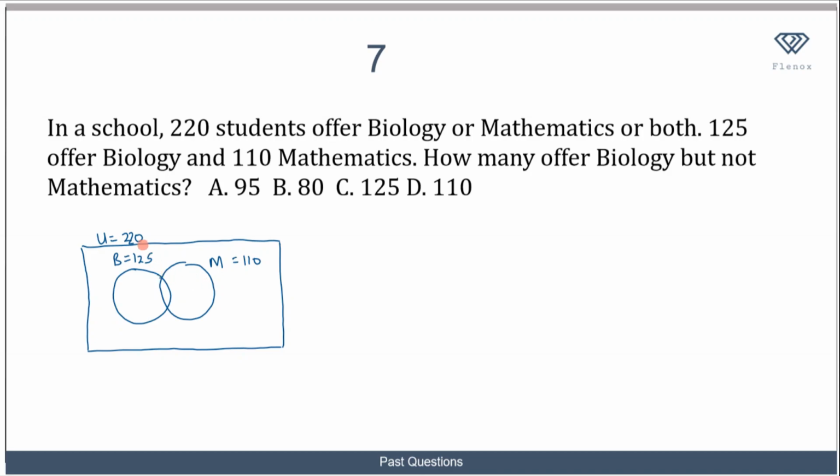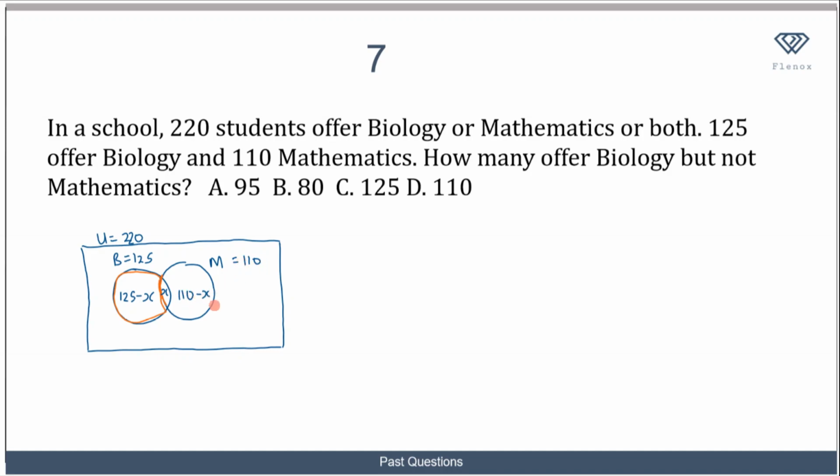But we have to find only this region, the region in which people are offering only biology but not mathematics. So this region here without the intersect. So we need to find out what this region is. Now let's assume that the number of students that offer both subjects is X. As we have reasoned before, the number of people that offer only biology will be the total number offering biology minus those offering both subjects. So here will be 125 minus X, and following the same logic, here will be 110 minus X.